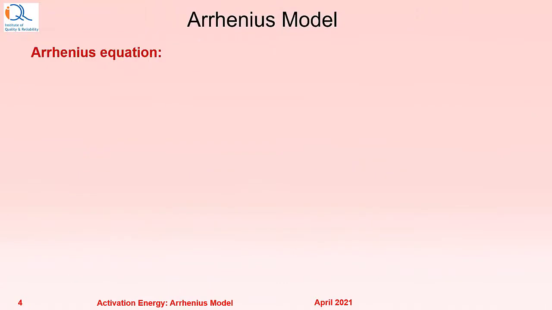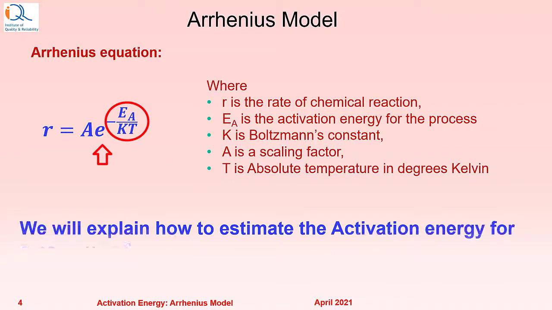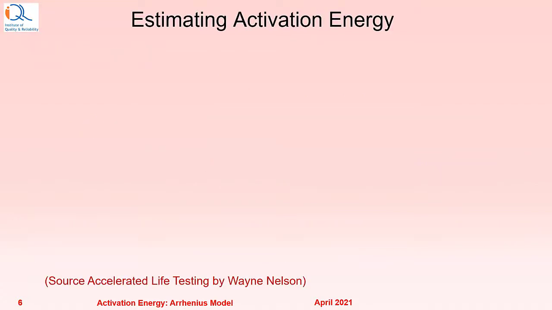We have seen the Arrhenius equation in one of our previous videos on accelerated live testing. The Arrhenius equation can be written as R, reaction rate, equals a constant A into e raised to minus EA upon KT, where EA is the activation energy, K is Boltzmann constant, and T is temperature in Kelvin. We will explain now how to estimate the activation energy for a particular failure mode in this video. So let us see how to determine the activation energy.